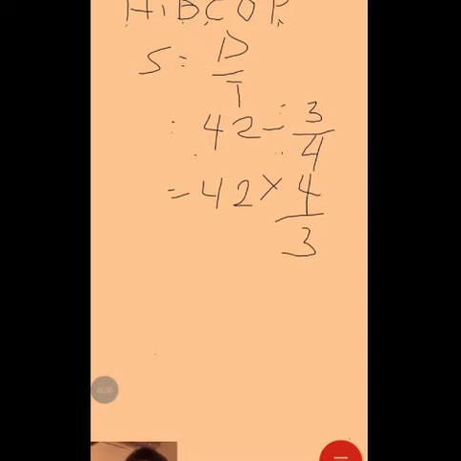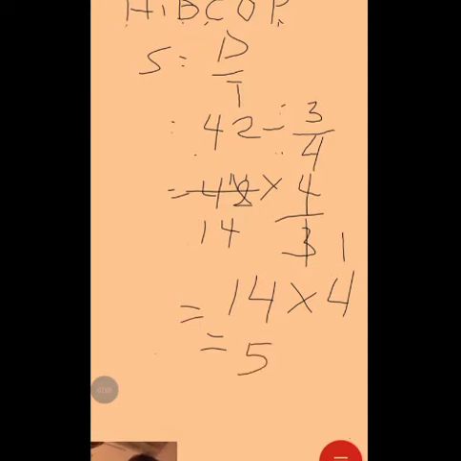4/3. Now, what can divide this? 3 is a prime number. Therefore, we have 3 here, 1. 3 in 4, 1. We have our remaining 1 here at the side. Yes. So 3 in 12 will give you what? 4. Very good. So that means we have 14 times, what is left here? 4. Thank you. Which will give you, if you calculate it very well, your answer should be 56.